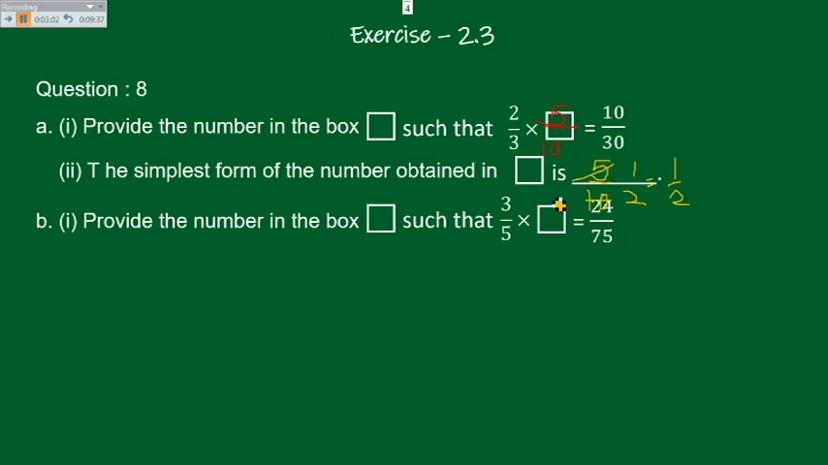3 1s are 3, 3 2s are 6, 3 3s are 9, 3 4s are 12, 3 5s are 15, 3 6s are 18, 3 7s are 21 and 3 8s are 24. So here at the numerator, what will you write? 8.